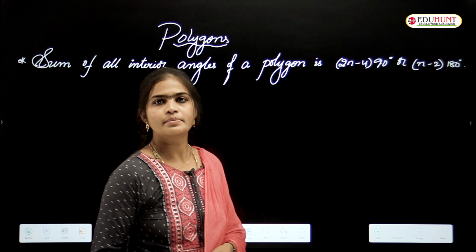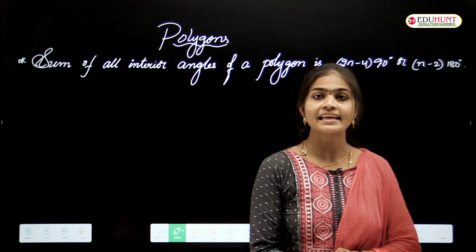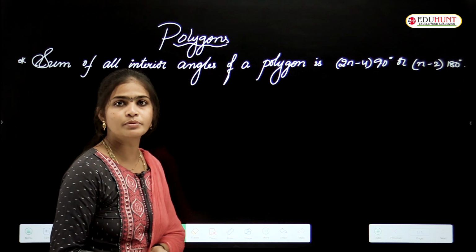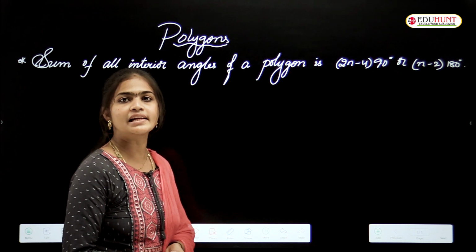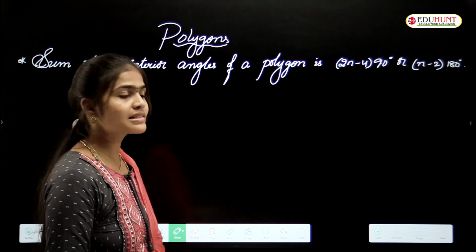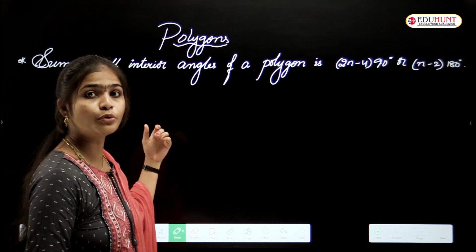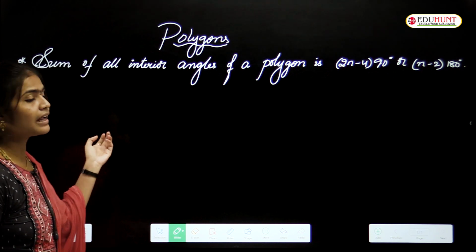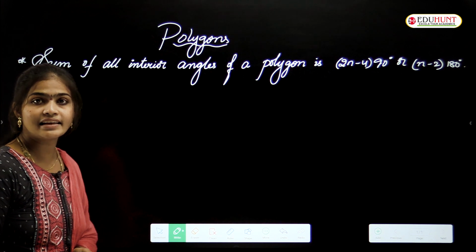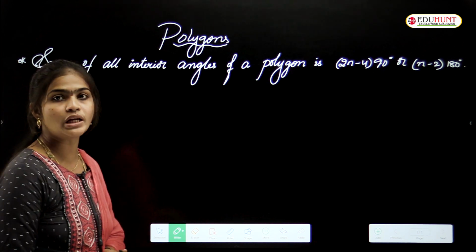So the next concept is the sum of all interior angles of a polygon. In the previous class we discussed how to calculate the number of line segments and the number of diagonals, right? In this class we are going to discuss how to calculate the total angle. Total angle means the sum of all interior angles of a given polygon.